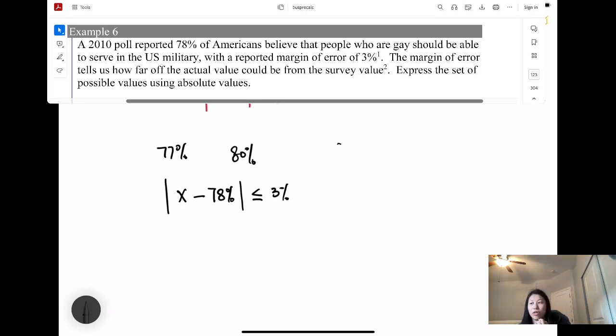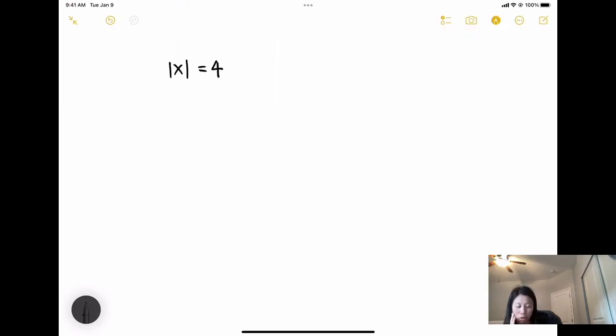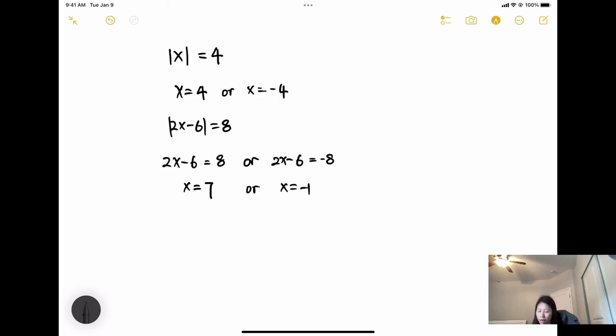Okay, so now let's try to solve absolute value equations. If we have an absolute value, such as absolute value of x equals 4, so x equals what? x can equal either positive 4 or negative 4, right? They have two possible solutions. If I have 2x minus 6 equals 8, I have either 2x minus 6 equals positive 8 or 2x minus 6 equals negative 8. And then we solve for both. Either x equals 7 or x equals negative 1. So an equation of the form where an absolute value equals a positive number will have two solutions.